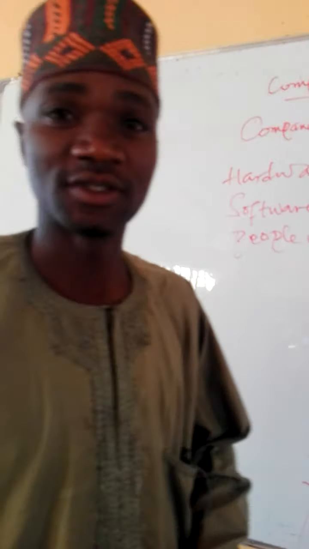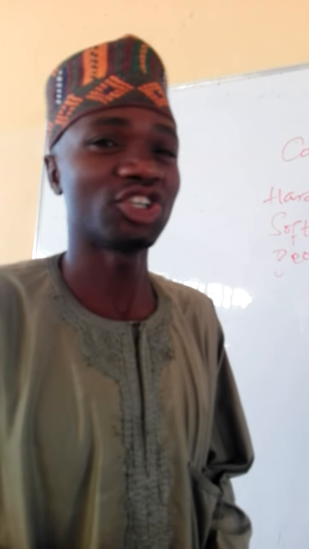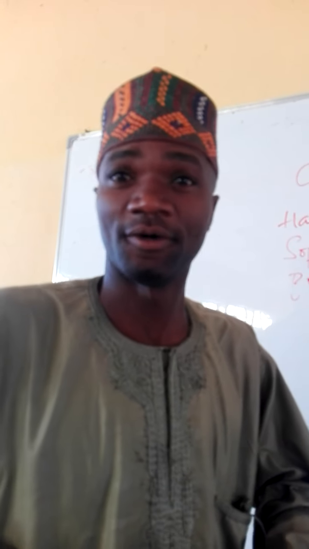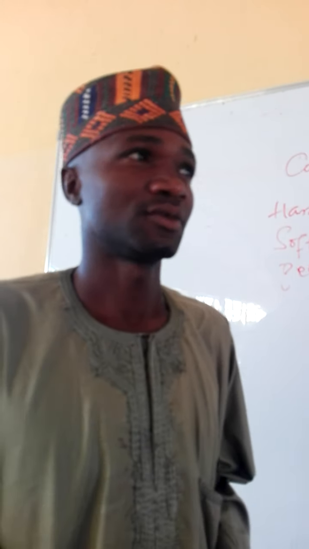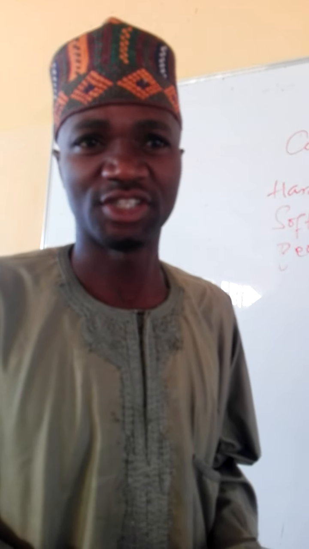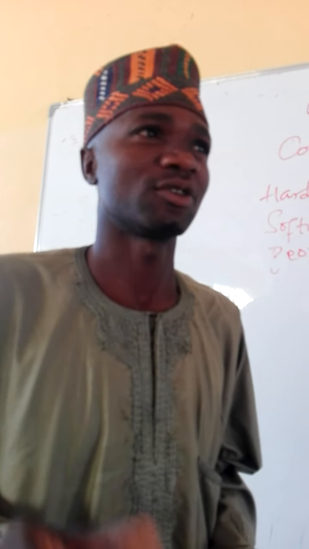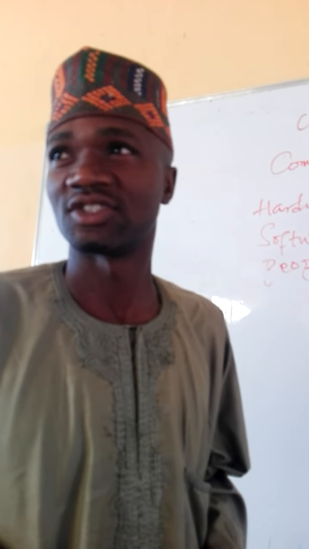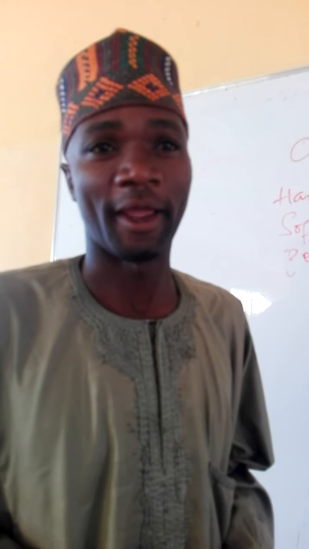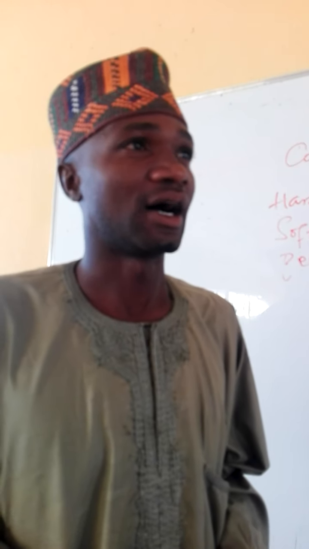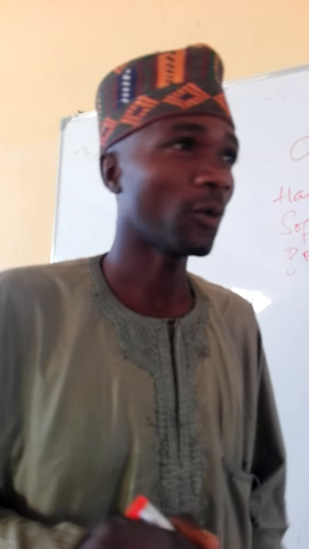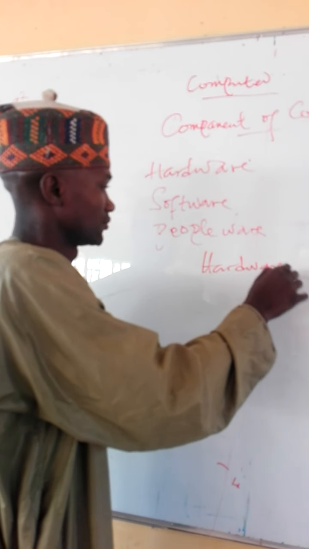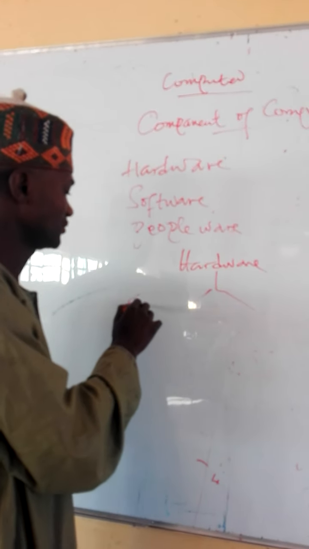The hardware are the physical parts of computer that we can see and touch. As an example of this hardware, we have keyboard, mouse, printer, joystick, light pen. We can see them and touch them physically. So anything we can see and touch physically in a computer system is what we call hardware. Then this hardware is divided into two. We have what we call peripheral devices and the system unit itself.